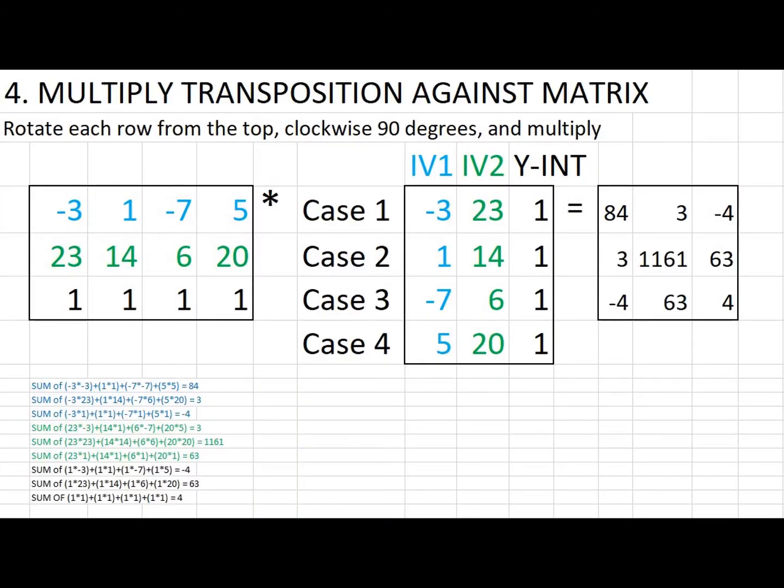The next step is to multiply the transposition that we created in the previous slide against the original matrix. So here you're going to rotate each row from the top clockwise 90 degrees and then multiply. And you can see in the bottom left-hand corner the precise steps of those calculations. So, for example, you would take on the left the series minus 3, 1, minus 7, and 5. You would rotate it, and then you'd multiply it against the matrix in the middle, which lists the four cases, and you'd multiply it against minus 3, 1, minus 7, and 5.